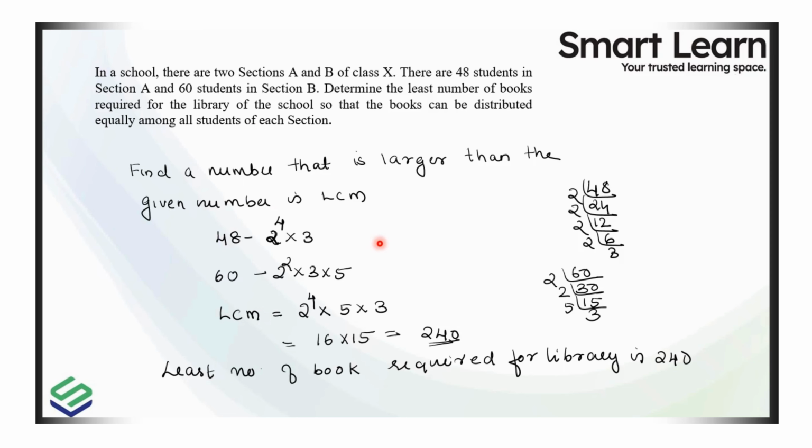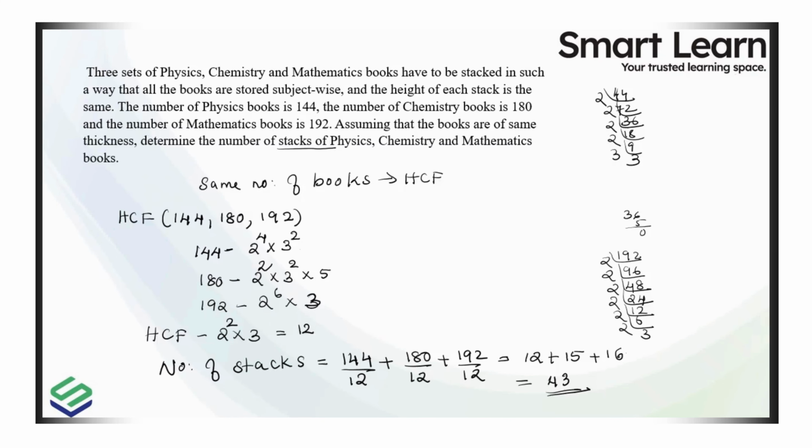So here 48, first you write the factors, 60 you write the factors. Then what is LCM? It is the highest exponent of every prime. Here 2, 3, 5 you first write. Then highest exponent of 2 is what? 4. Then 3 will be 1 and 5 also 1. So you will get 240. So the least number of books required for the library is 240.